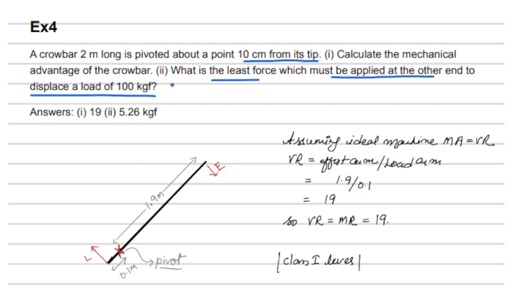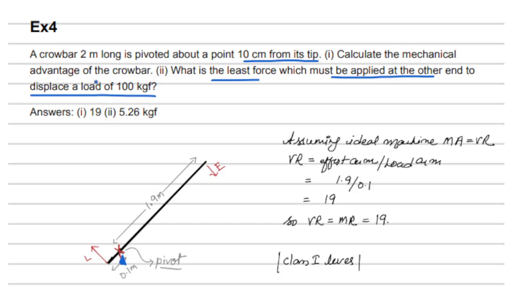So first let's calculate its mechanical advantage. This is the crowbar I have taken. Its total length is 2 meter, and they have told us the pivot is at 10 centimeter. I have converted that into meter, 0.1 meter. So the rest of the length will be 1.9, right? So this is the actual crowbar. I'm just taking, for simplicity, a simple rod which is getting pivoted. Here is a small pivot you can imagine, and we are picking up a load with it.